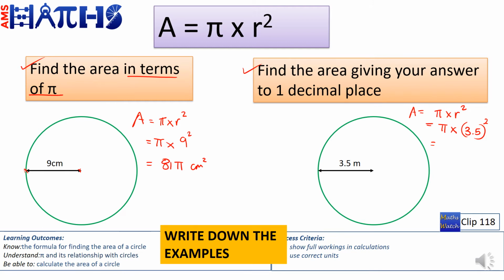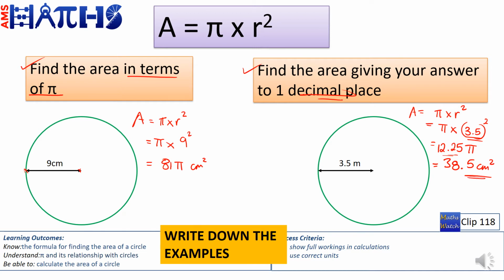And that gives me 12.25 pi. Okay, so 3.5 squared gives me 12.25, and then multiply by pi, so we get 12.25 pi. However, this time it says that we need to give our answer to one decimal place, so we'll have to press our SD button and we'll get 38.5, and then we put our units, centimeters squared.